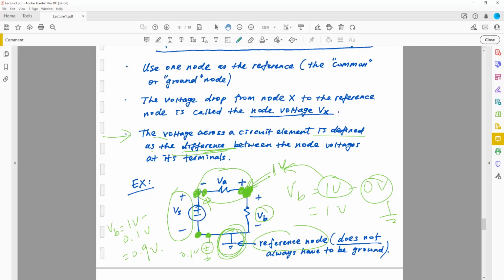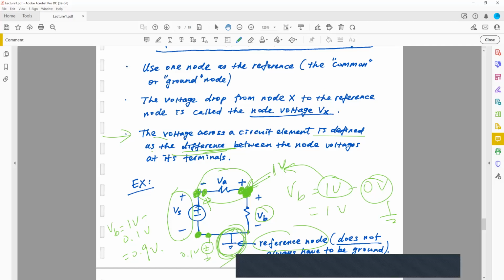So you have to be very careful here. Depending on what you set for your reference, this VB can be different. This VB is a potential difference. You take this voltage minus this voltage, and if this voltage is not set to a ground and you have some offset, then this VB is going to be different.